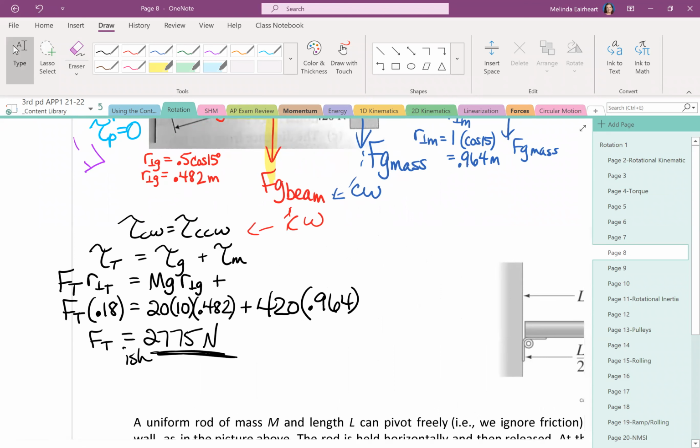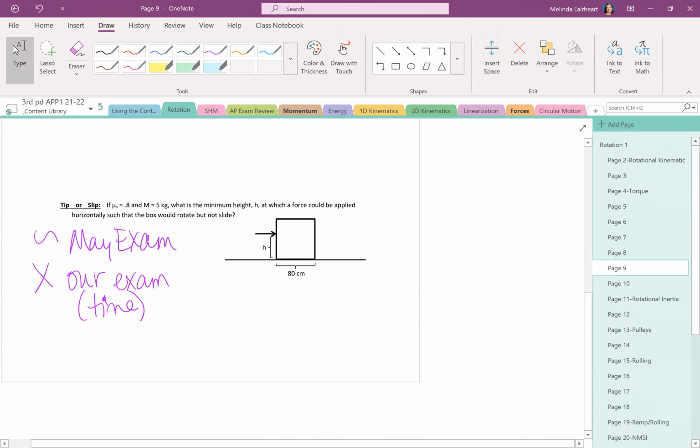Okay, that's going to be, I think, our last equilibrium example today. Again, there's the tip or slip that is the last moment of equilibrium. And by the way, those are on pages 9 and 10. So if you want to just go to 9 and 10 real quick, you can put a little note. Maybe it's on the May exam, but we decided not to test it just due to timing. If we had an extra day or half a day, maybe. So that bottom of page 9 is a tip or slip. It's an equilibrium application.